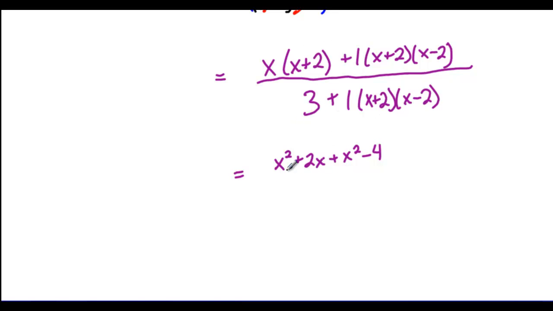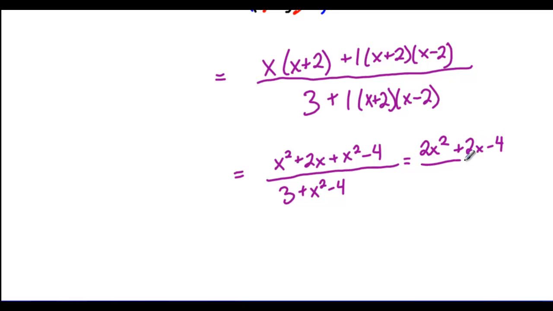And then for the denominator, the 3 will just be a 3. And then again, this 1 doesn't change anything whenever we multiply, but that x plus 2 times x minus 2 is going to give us the x squared minus 4. So plus x squared minus 4. And if we combine like terms, on top, we're going to have 2x squared plus 2x minus 4 all over x squared. And then we have minus 4 plus 3, so minus 1.